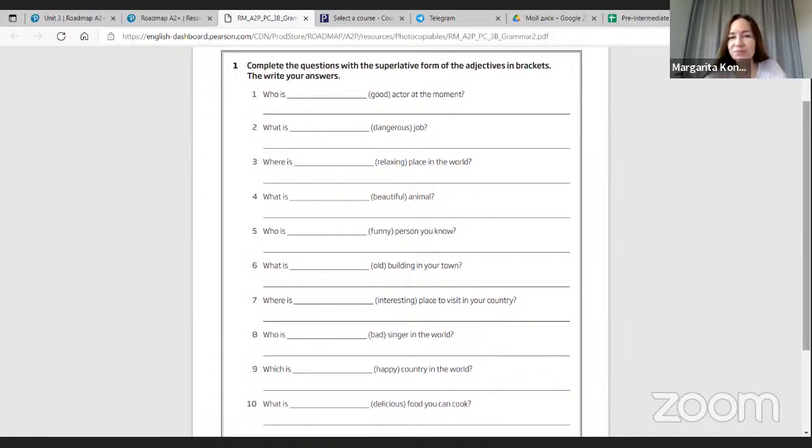Let's try number one together. Who's the best actor at the moment? Yes? Okay, what about number two? What is the most dangerous? Okay, now work individually and write down only adjective forms. Don't forget about number one.